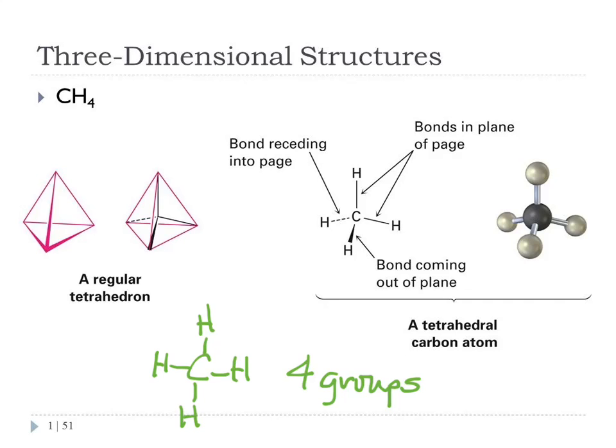These things are hard to draw on a 2-dimensional screen or a 2-dimensional piece of paper. And so this is the wedge sort of drawing that we often do. This solid wedge means it's coming out of the paper or out of the screen at you. And the dashed line is receding, it's behind. So this one here is sticking out, and that one's actually hiding behind the screen. The ones with just the regular solid lines are in the plane of the paper or the screen. So if you have 4 groups, they're going to arrange themselves in a tetrahedron.